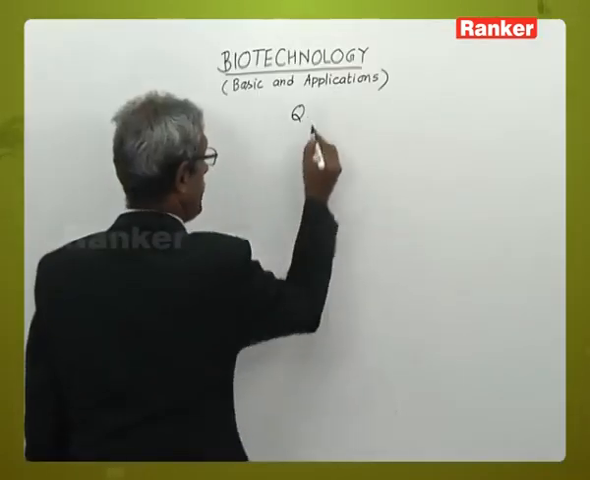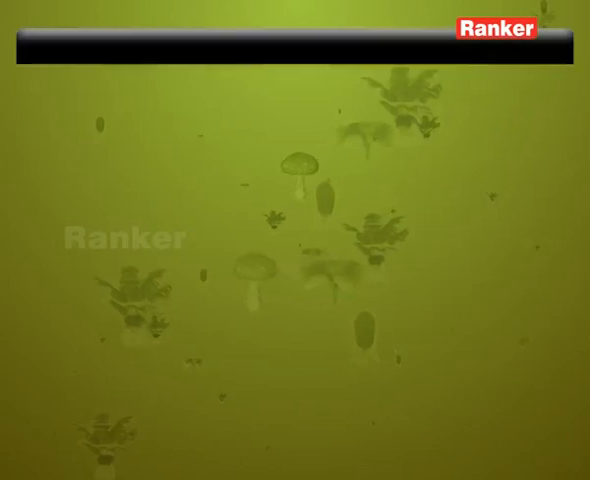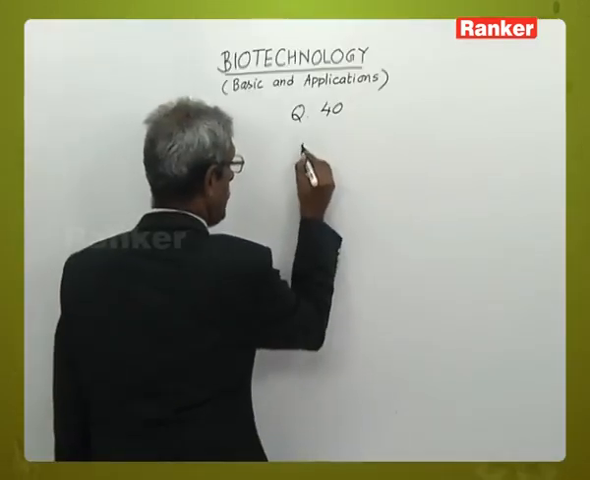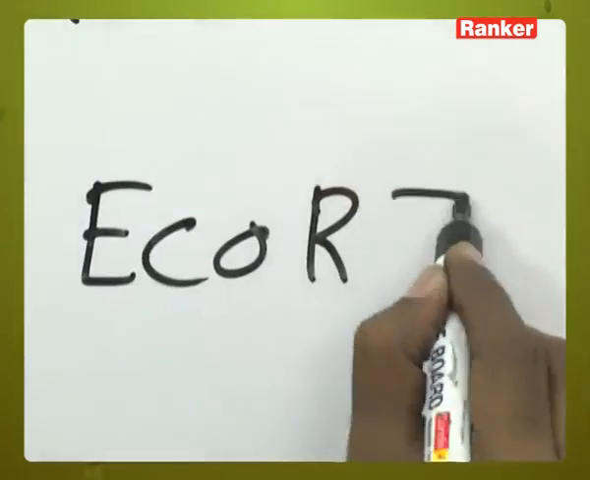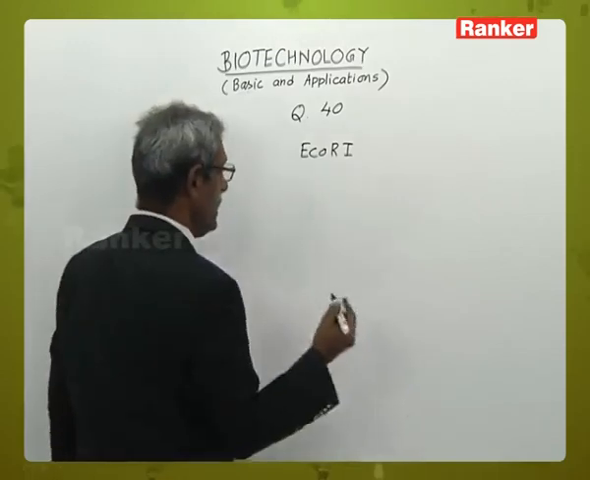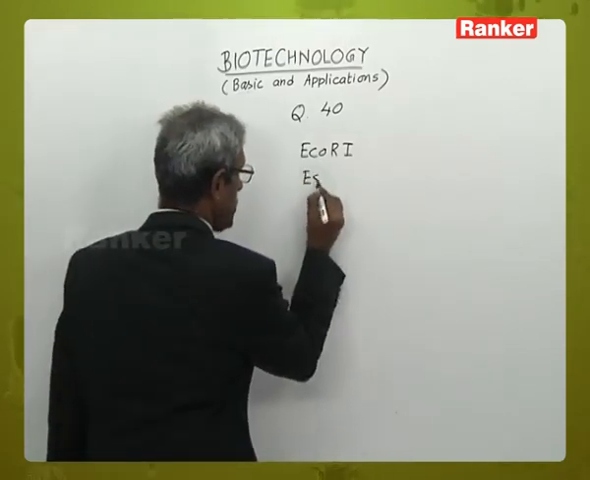Next, we go to question number 40. EcoRI, Escherichia coli restriction enzyme R1, is produced from Haemophilus or Moraxella or Escherichia coli or Proteus vulgaris. Always EcoRI is produced from, the right answer is C, that is, it is produced from Escherichia coli.